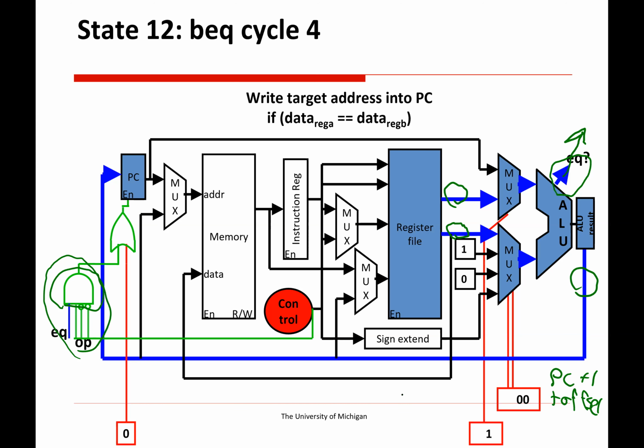Why is a 0 in the OR gate again? So do you agree that if we have anything ORed with 0, it just becomes whatever that first thing was? If this is true, the output's going to be true. If that's false, the output's going to be false.